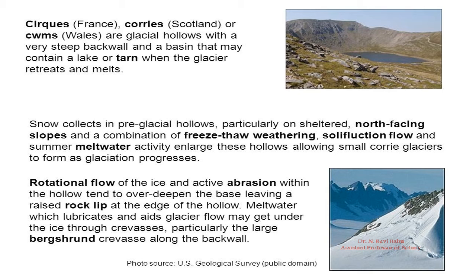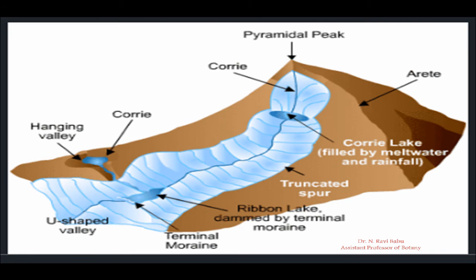Let's move on to the second feature, that is arêtes and pyramidal peaks. Friends, when two corries cut back on opposite sides of a mountain, knife-edged ridges are formed. And they are called arêtes. It's a French word, dear friends. A well-known British example of an arête is Striding Edge on Helvellyn in Westmorland.